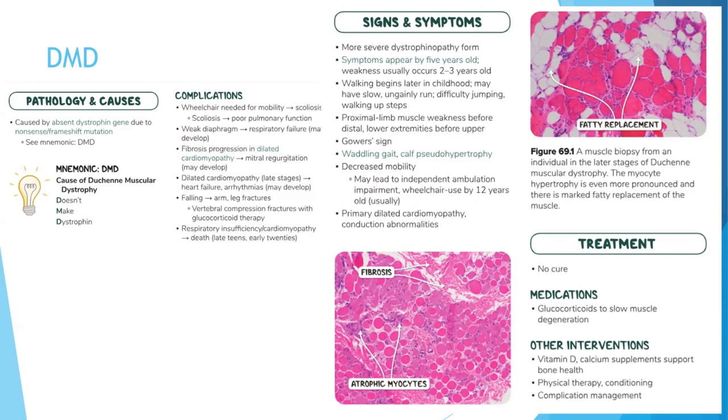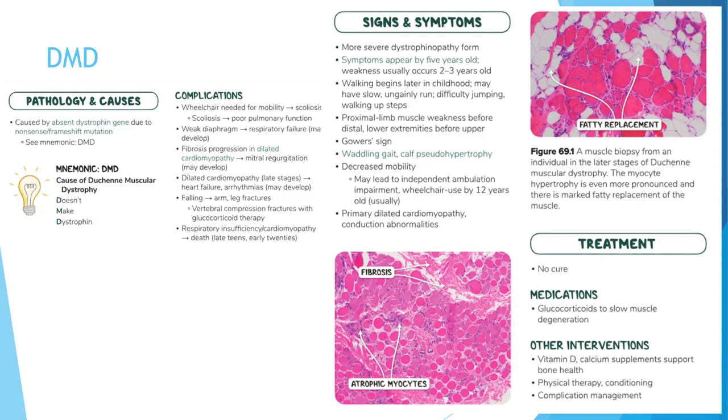With fibrosis progression, dilated cardiomyopathy and mitral regurgitation may develop. The patient can also develop dilated cardiomyopathy, which in the later stages may progress to heart failure and arrhythmias. There is falling, which can lead to arm and leg fractures, and compression fractures with corticosteroid therapy. Respiratory insufficiency or cardiomyopathy causes the death. Again, both respiratory and cardiac causes are mentioned here, but you should always go with the cardiac causes. Or if the option says cardiorespiratory failure, then that is the best option ever.